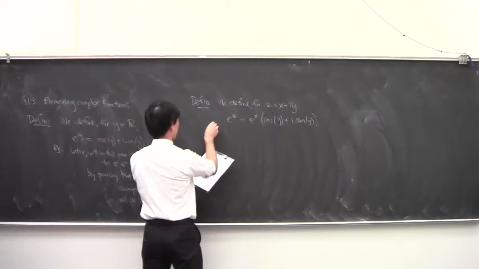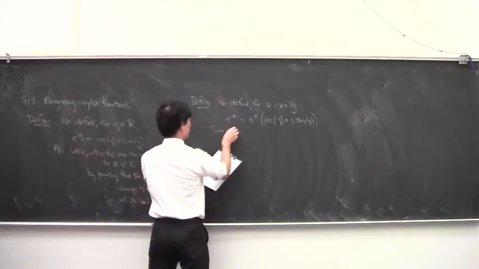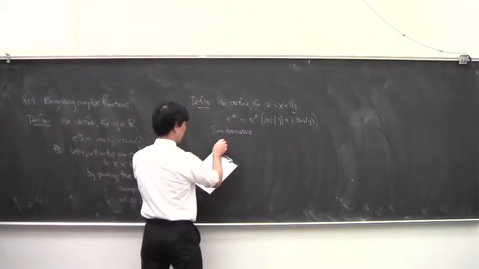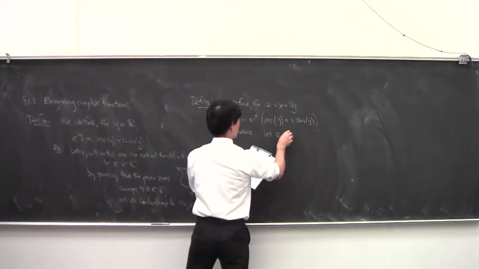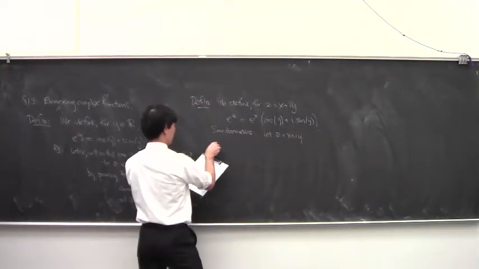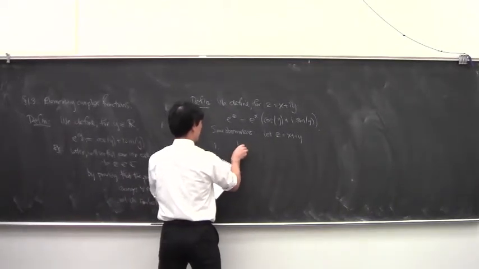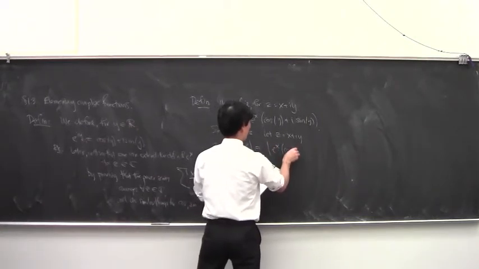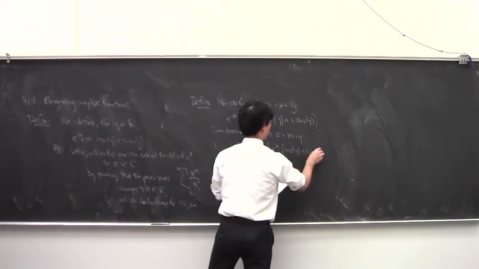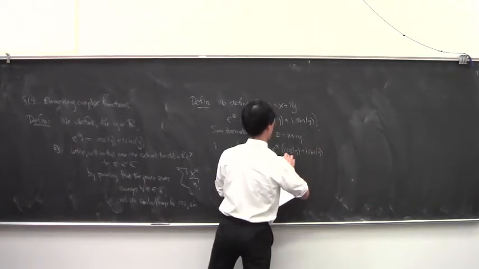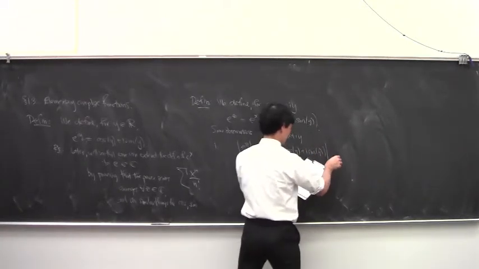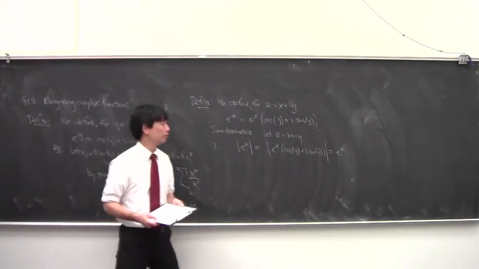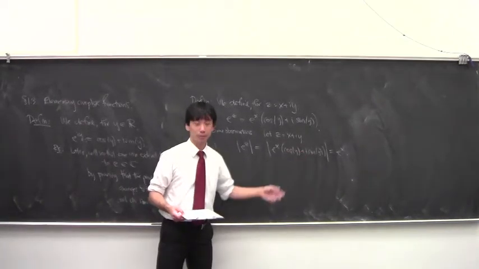So now some observations, all of which are pretty trivial. Let z equals x plus iy. Number one, the modulus of e to the z is, of course, the modulus of e to the x times cosine y plus i sine y. But that's just e to the x, because the size of cosine y plus i sine y is 1.